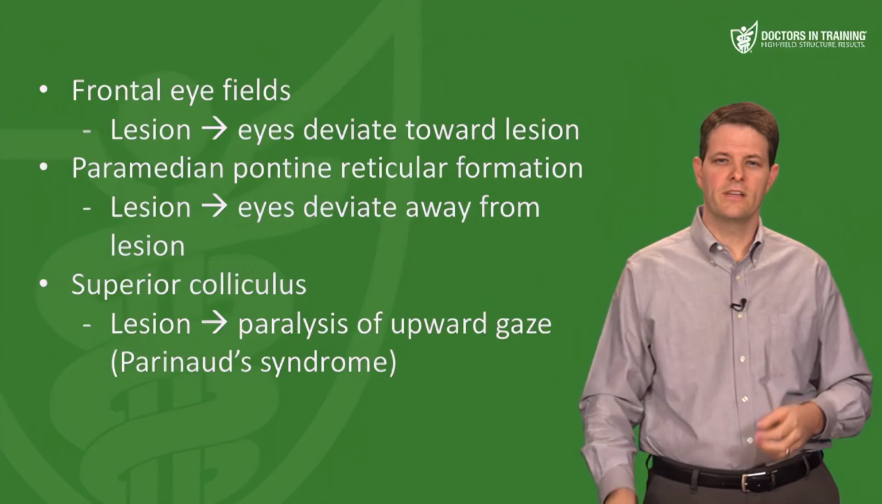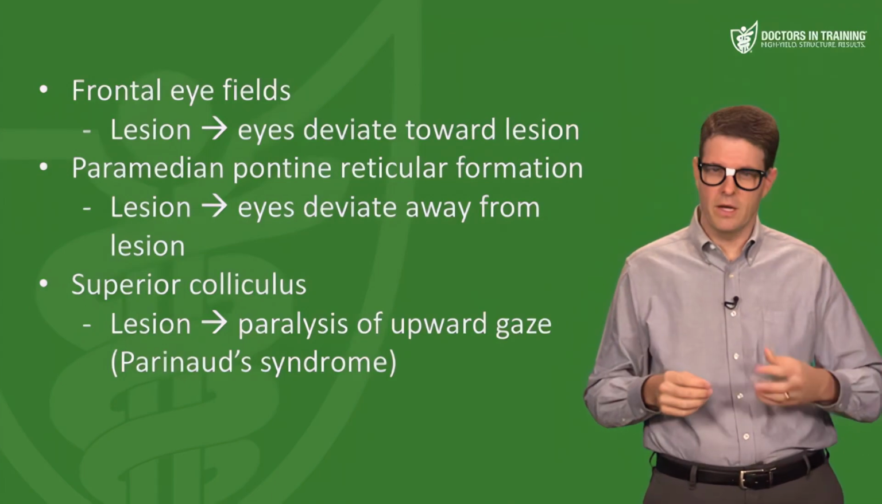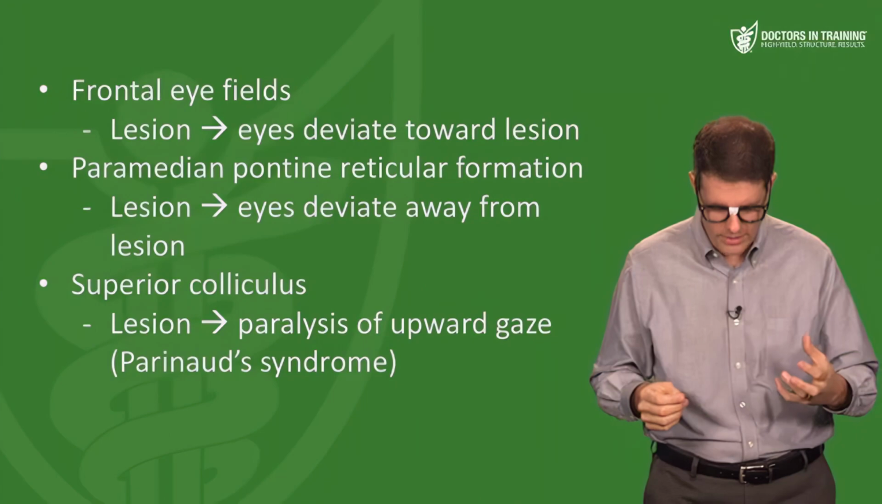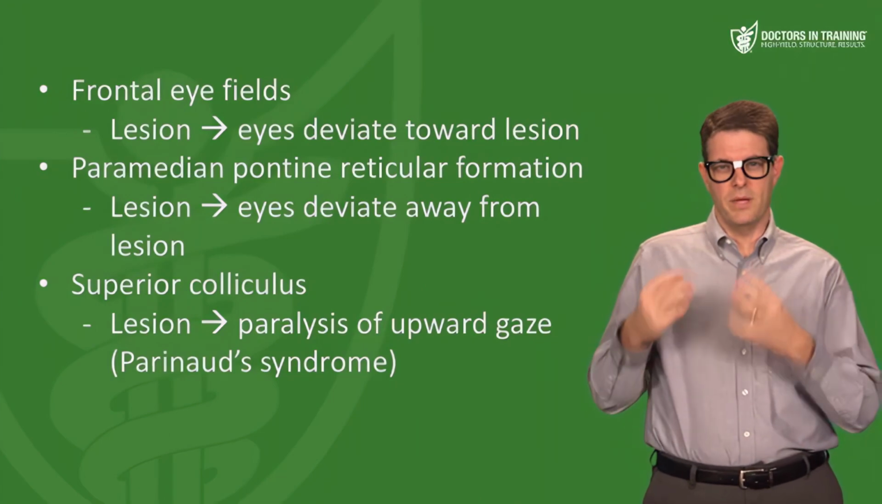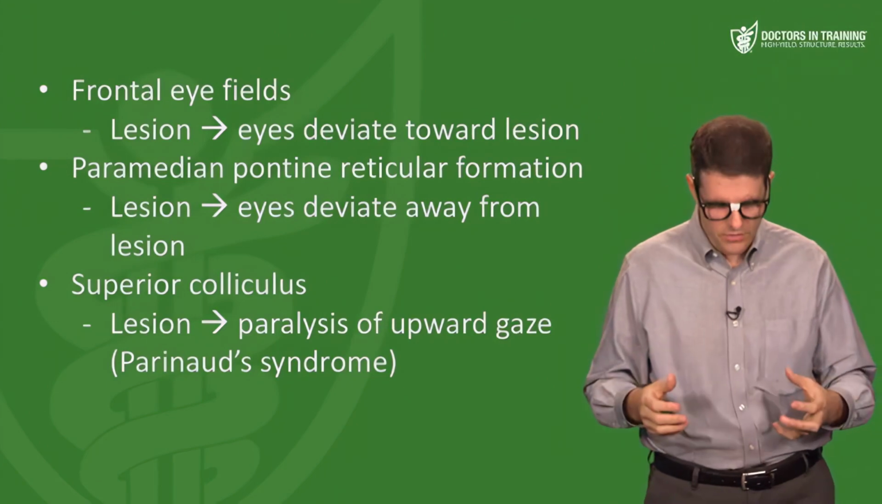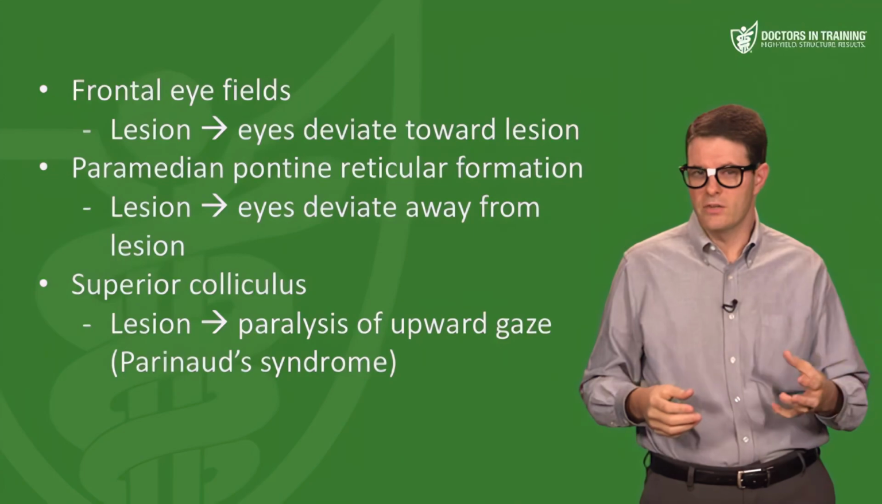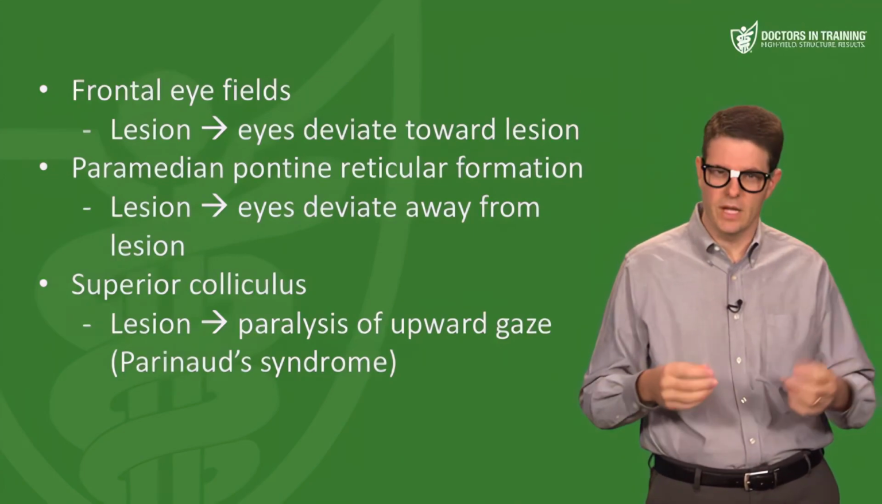Now, one student suggested that you can remember this by thinking of a nerd who is superior at calculus, but he's socially awkward and he's always looking at his feet. So he's superior at calculus, that reminds you of the superior colliculus, and he's looking at his feet, so his eyes tend to look downward. You can even change Parinaud syndrome to Paranerd syndrome if you like.